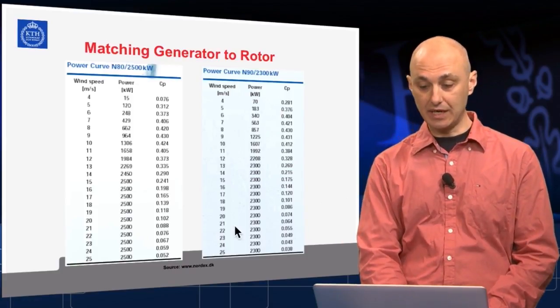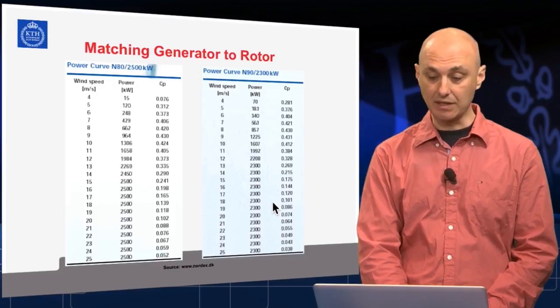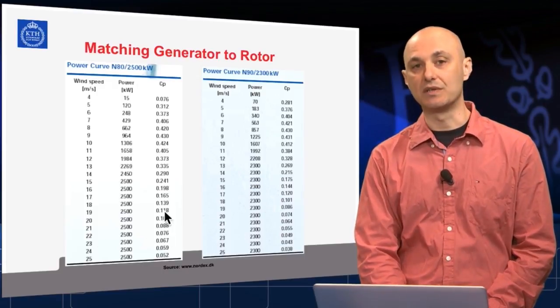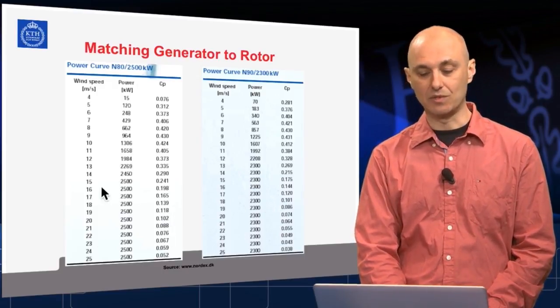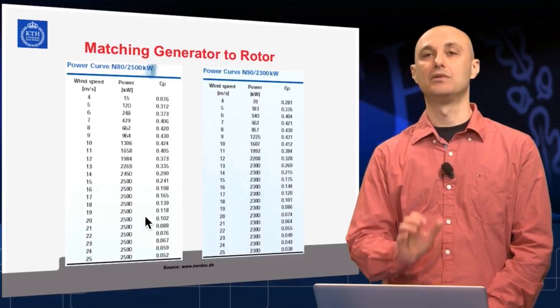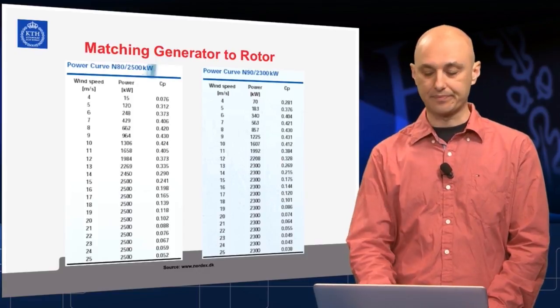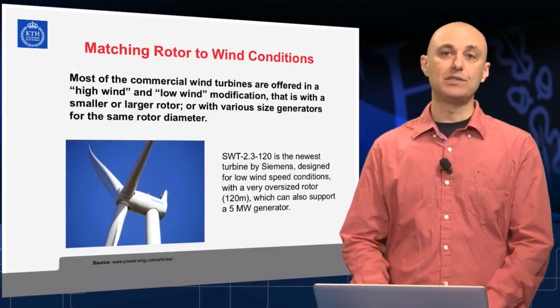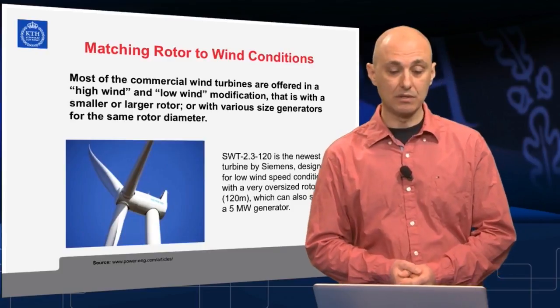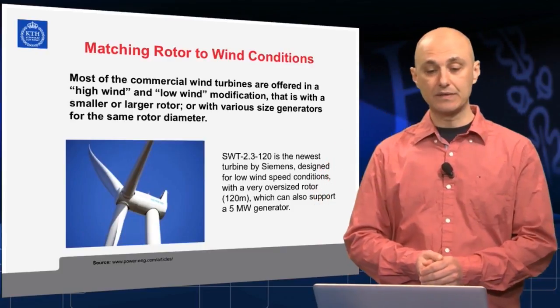Of course, at very high winds, if those would be prevailing, you would choose the bigger generator, because at high winds you're able to produce 200 kilowatts more active power output. This is one example from the modern wind market.